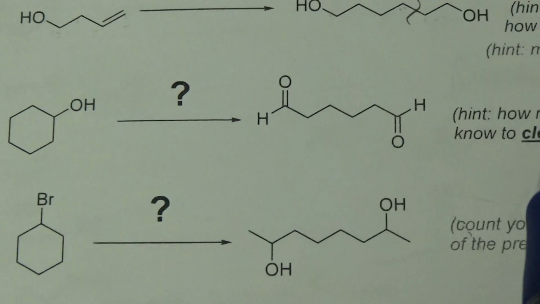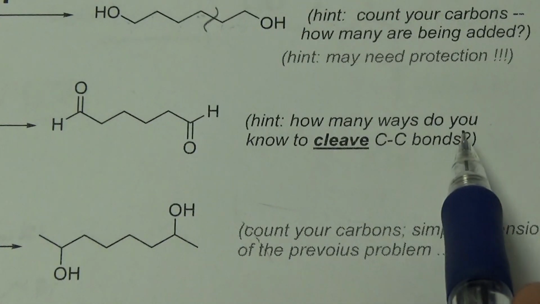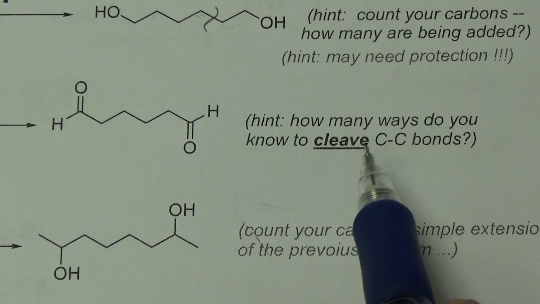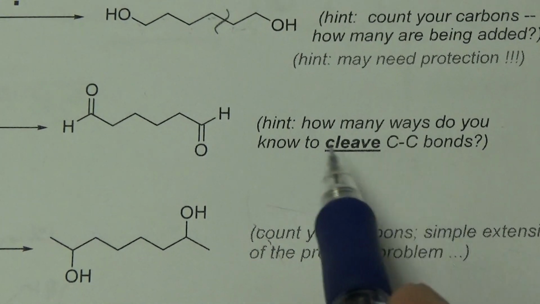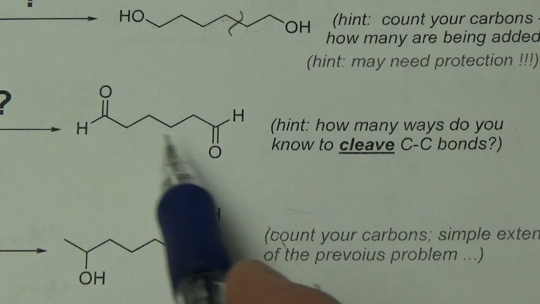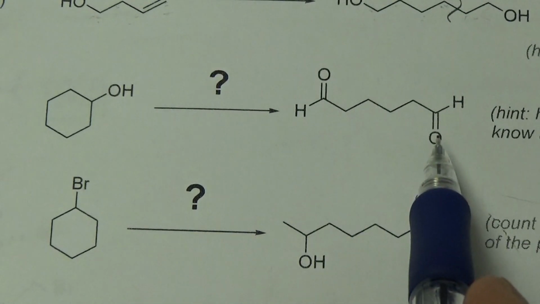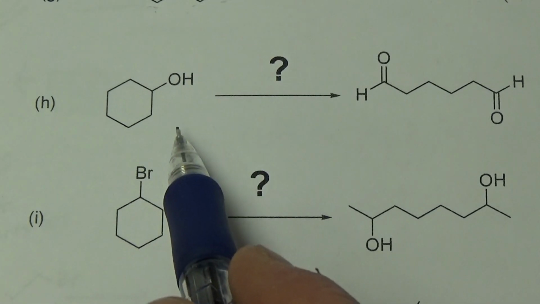And of course, the hint is, how many ways do you know to cleave C-C bonds? And there's really like one, which is ozonolysis, right? Ozonolysis cleaves alkenes, and it gives you things that look like aldehydes and ketones, and here it is 2 aldehydes. So let's see how we can maybe approach problem H.